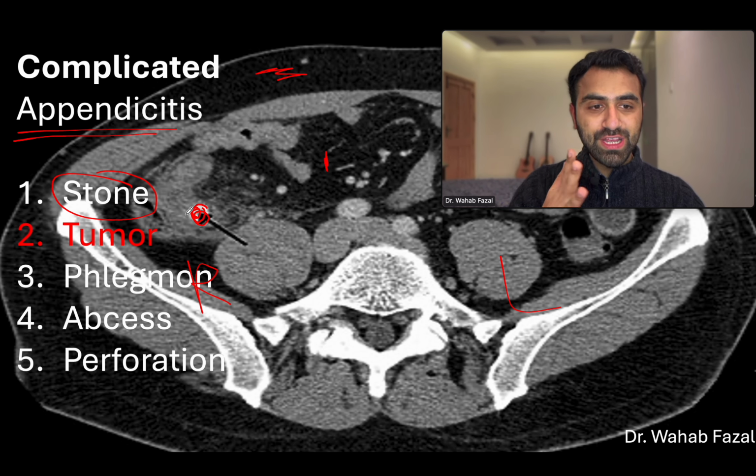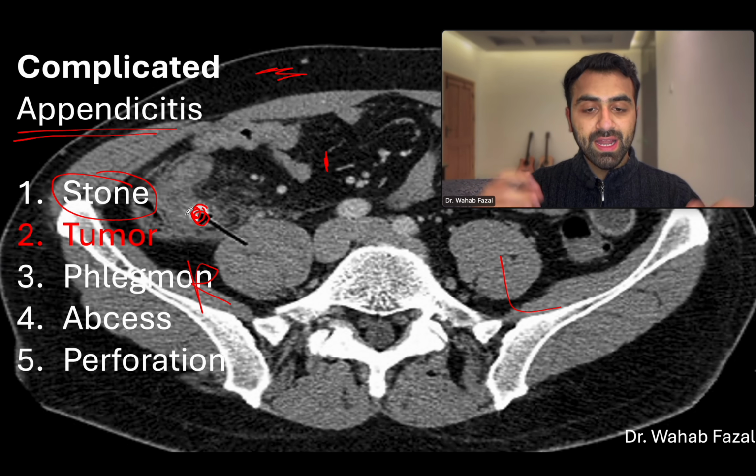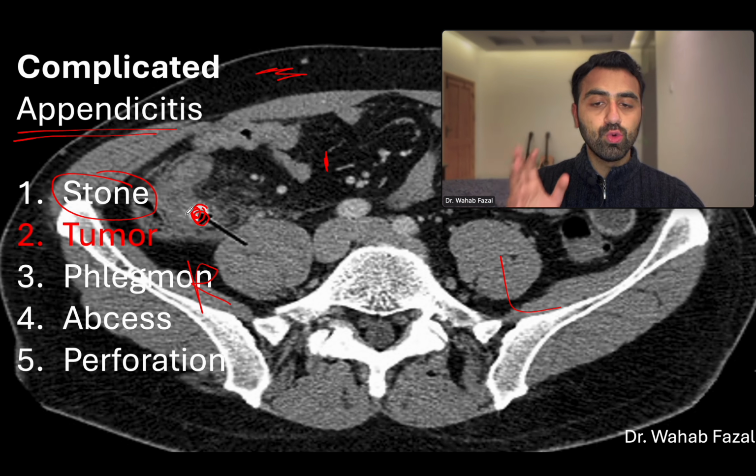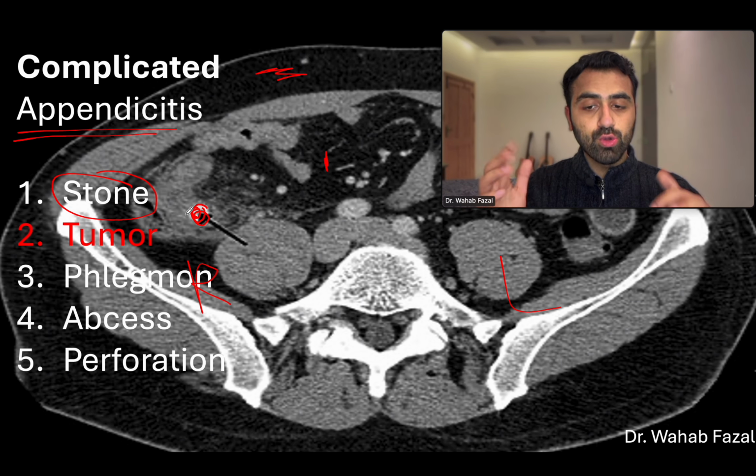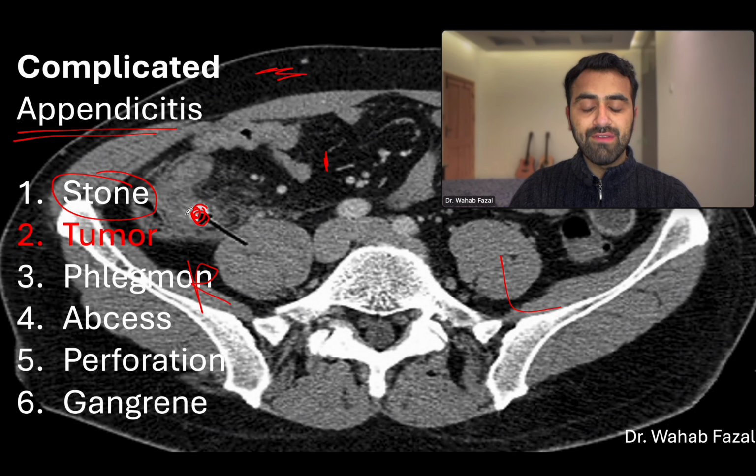There could be a perforation, meaning there was so much pressure and inflammation inside the appendix that it burst, it perforated. It let out its content into the peritoneal cavity, into the abdomen. Then you have gangrene or necrosis of the appendix itself.